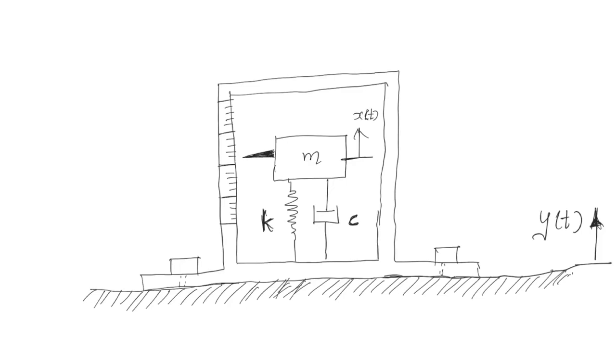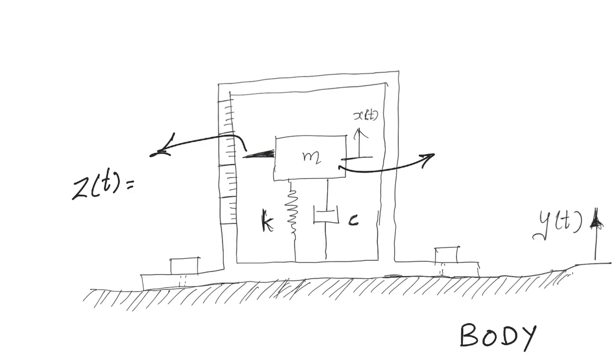So let me put it down here, I think that's better. So this is the body which is vibrating, and this is the little mass, which is obvious. This can also be called a seismic instrument, and this scale measures the relative displacement, which is z of t, which is nothing but x of t minus y of t. So that will be your relative displacement.